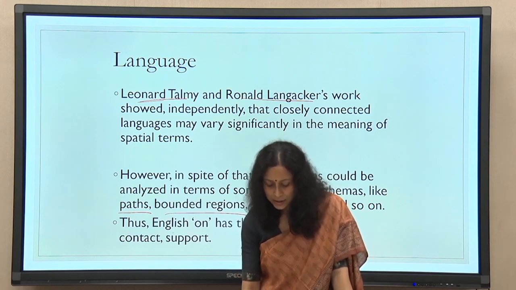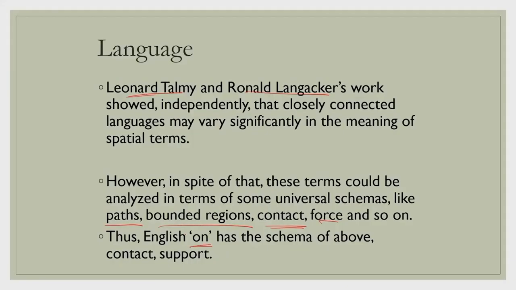For example, the English preposition on has the schema of above, contact and support. The moment you say X is on Y, the bottle is on the table, you have to understand these as schematic representations. So, it is something like this is a table and this is, let us say, a glass bottle. There is a glass on the table.